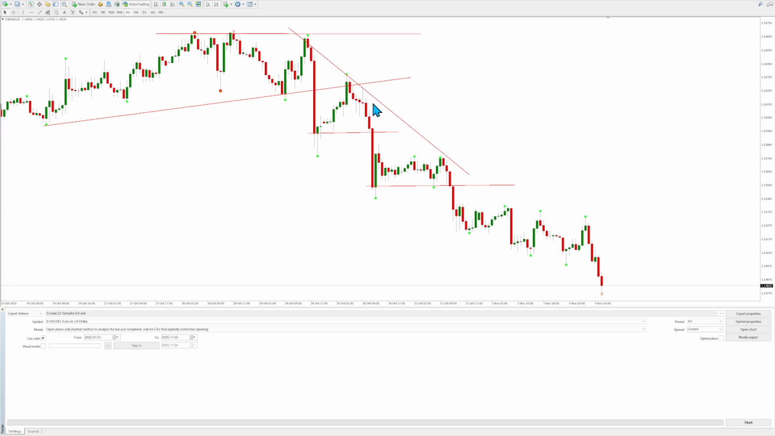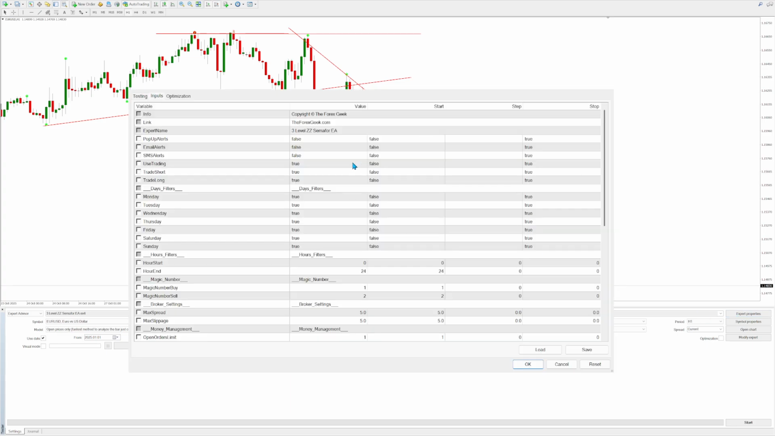Again, lots of bearish candlestick patterns. Okay, got an inverted hammer there, and various other signals that the market was going to drop, and that's what it did. Okay, especially the rejection of this resistance. But anyway, I'll go on to the EA settings now.